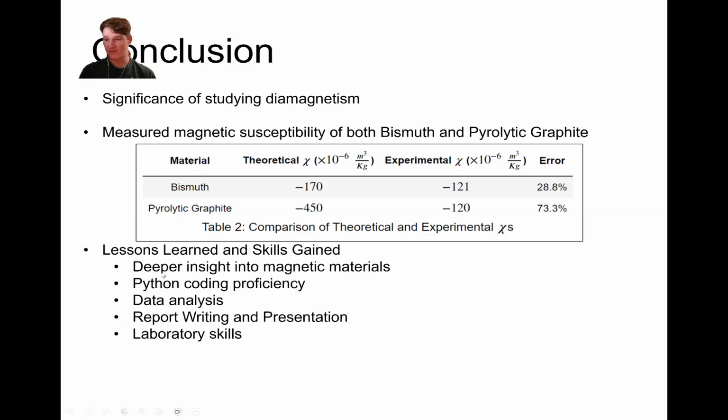Through this lab, we gained deeper insight into diamagnetic materials and their properties. We developed proficiency in Python coding. We were able to enhance our data analysis skills to identify relationships and understand the significance of our experiments. We were able to improve our report writing and our presentation abilities. And finally, we were able to gain valuable laboratory skills related to experimental procedures.